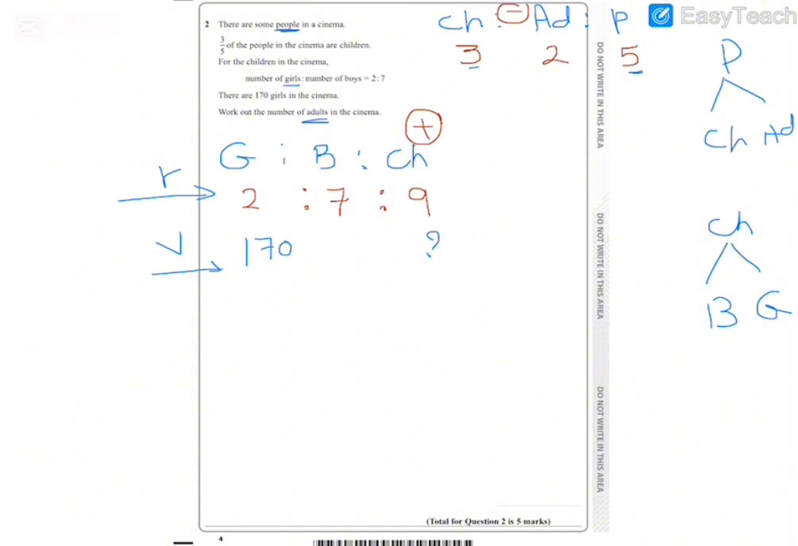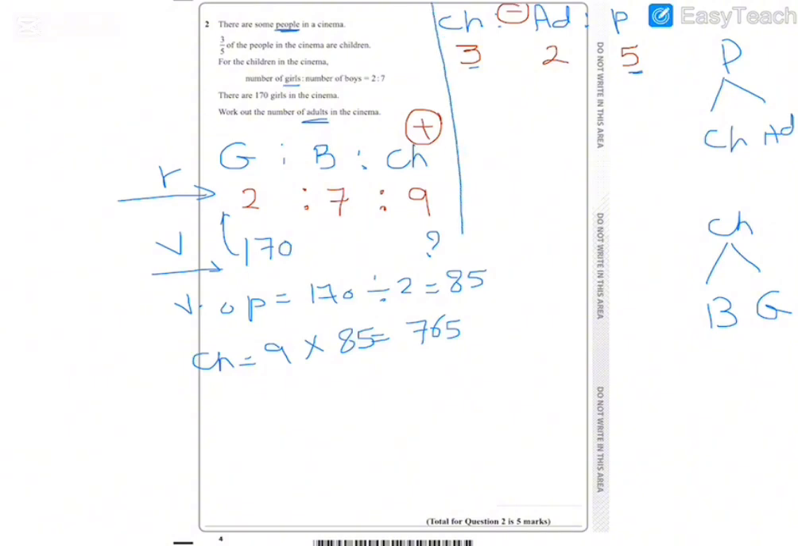Okay, so we make the value of one part: 170 divided by 2 equals 85. So the number of children, we take the ratio of the children, 9 times 85, it will be 765. We can go to the first ratio, number of children 765, and we will find the number of adults with the same idea.